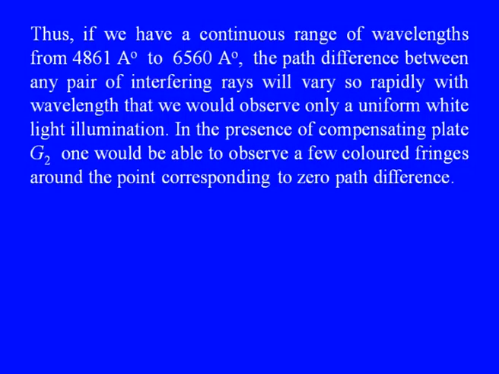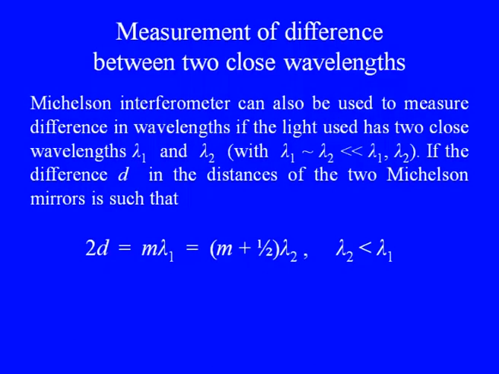In the presence of a compensating plate G2, see, now all this problem gets eliminated right away. Whatever happens in G1, it gets compensated by G2 for every wavelength component present in the white light. One would be able to observe a few colored fringes around the point corresponding to 0 path difference. Okay, and the interesting measurement can be carried out.